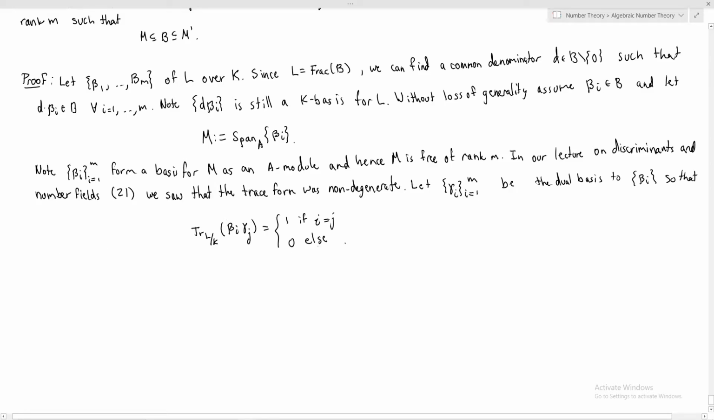If this is confusing or you're not understanding what I'm saying, I would go back and look at the lecture on bilinear forms.